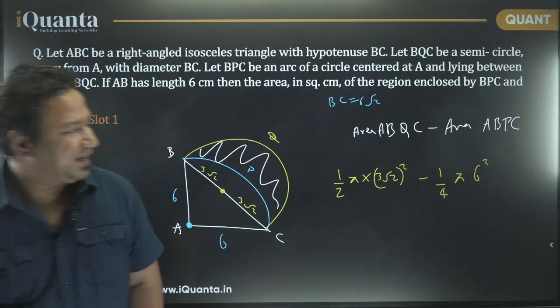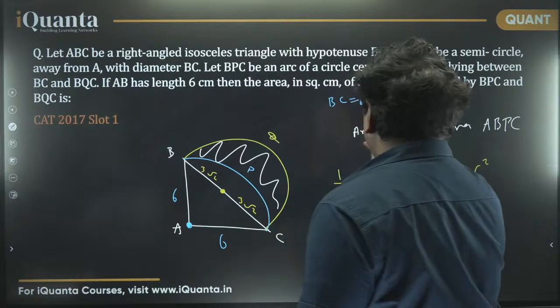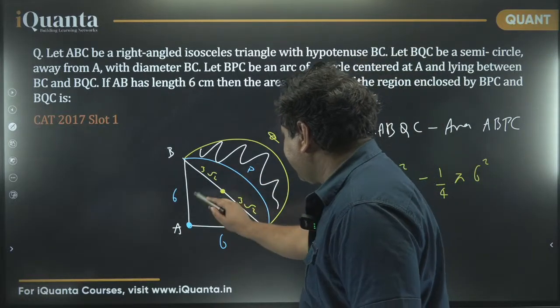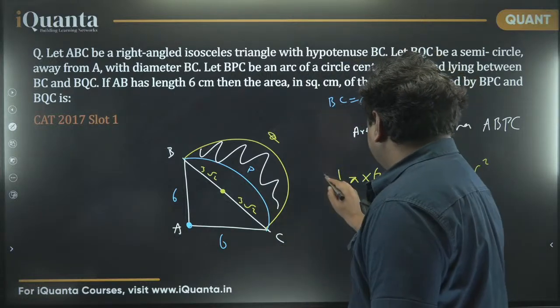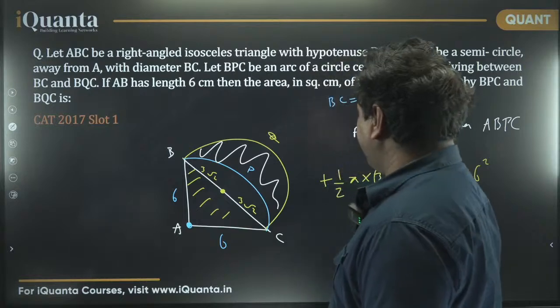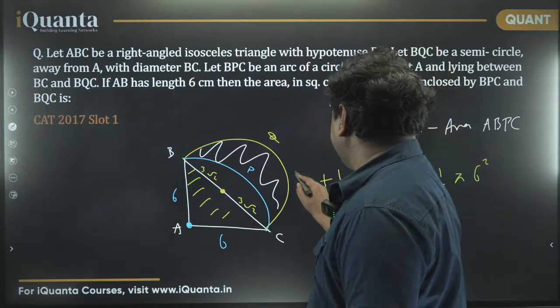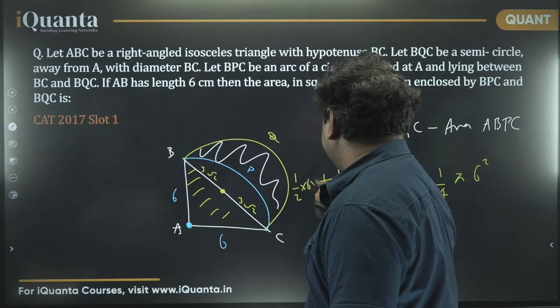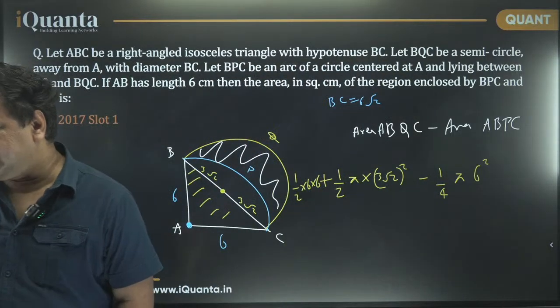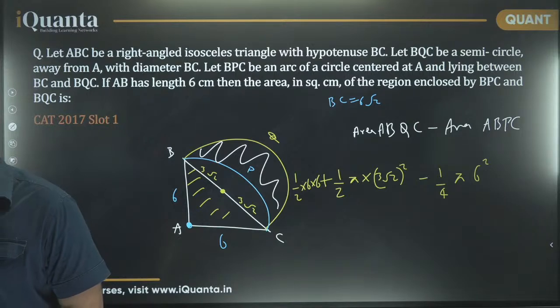It's not right. Why? Because if I calculate ABQC, here I have done only BQC. This will also come along with it, isn't it? So I'll have to add the area of this triangle also. I hope it is clear. So this will be half into 6 into 6. Now it is fine. Cool.